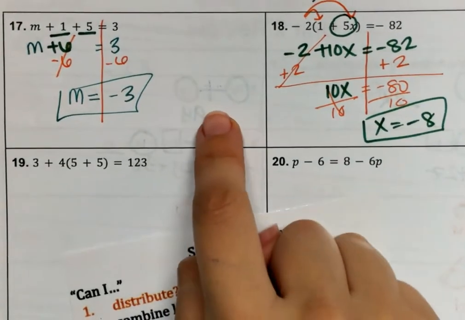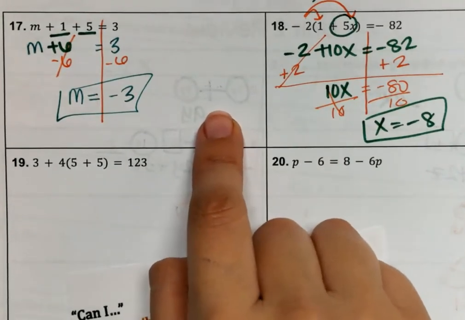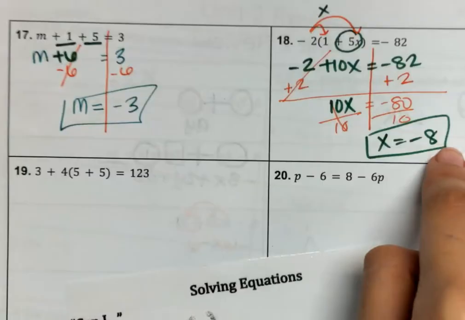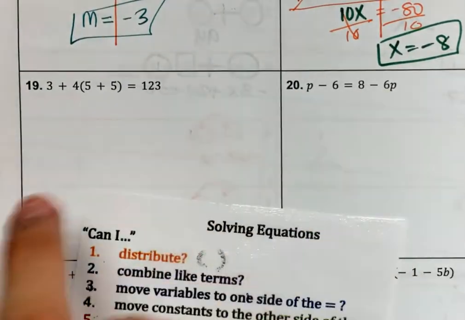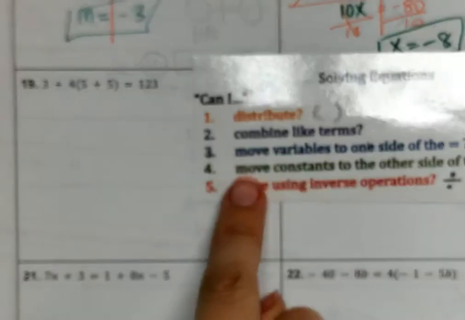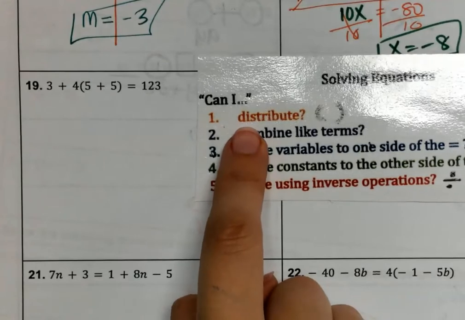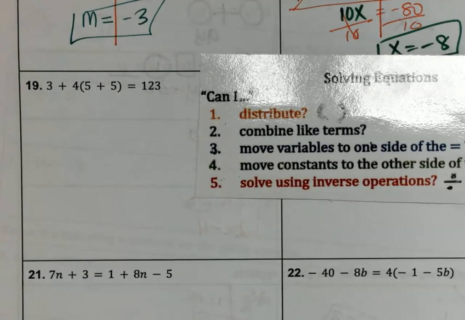So this is solving variables on one side with combining like terms, and this one is solving variables with distribution. 19 is both. So this one you're going to end up using all 5 steps. So still start with distribution. I do see parentheses, so I can distribute. There's a small typo. It just says 5 plus 5 in the parentheses. It should say 5x plus 5.